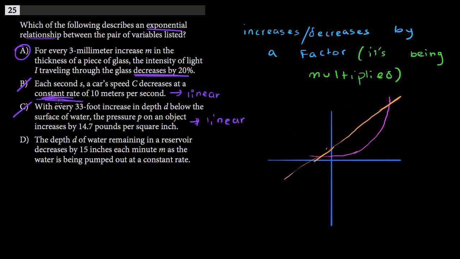So again, that's out. The depth d of water remaining in a reservoir decreases by 15 inches each minute as the water is being pumped out at a constant rate. Again, this is linear. It says constant rate, and we already know that a number is being added or subtracted. That means it's linear. If the number is being multiplied by a factor, then that means it's most likely exponential.